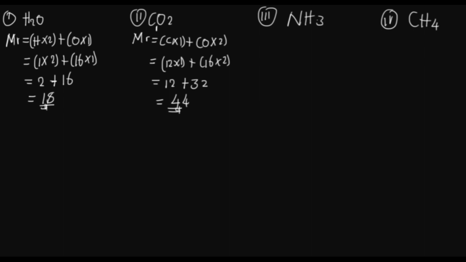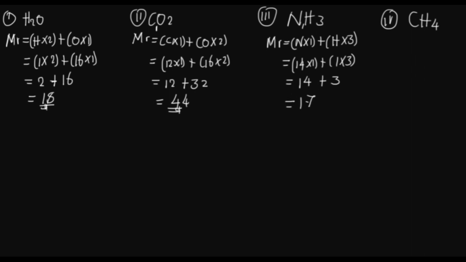Okay, let's check ammonia here. For the relative molecular mass of ammonia, there is 1 atom of nitrogen, so nitrogen times 1, plus there are 3 atoms of hydrogen, so hydrogen times 3. So here we have 14 times 1 plus 1 times 3. 14 times 1 is 14, 1 times 3 is 3. We have the total of 17.